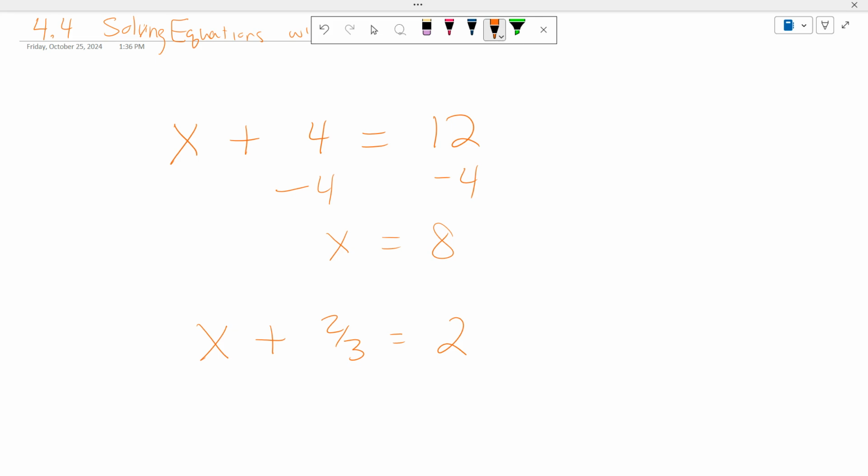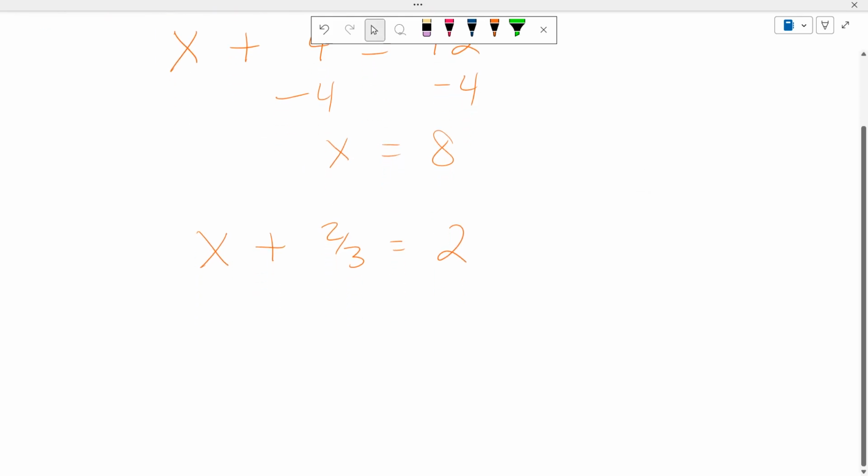One of them's a fraction. The only difference is one of them's a fraction. You use the same tools as what we did here to solve this one. If we subtracted 4 on this one to get x alone, we're going to subtract 2/3 on this one.